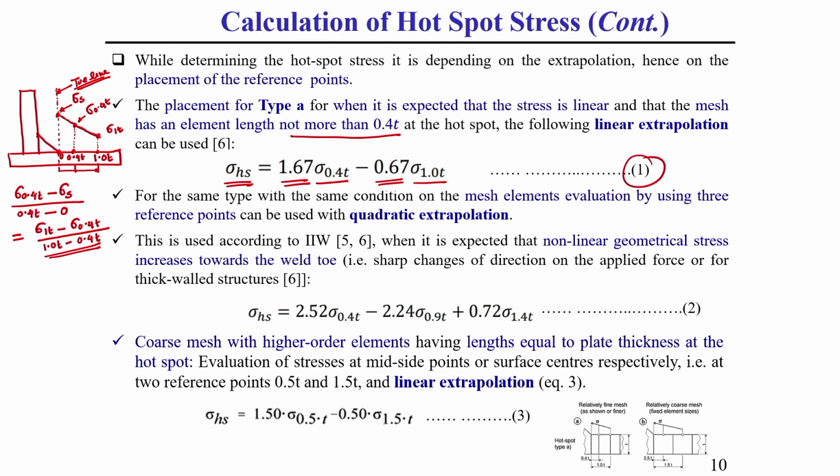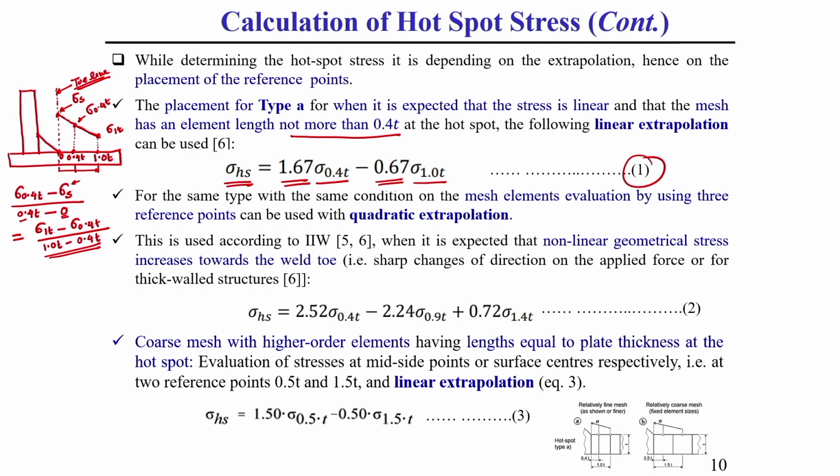So, you see, the hotspot stress at 0.4 t, that means stress at 0.4 t minus sigma s. What is the distance of 0.4 t? That distance minus the distance of sigma s, which is considered the origin, that is why 0 distance. Similarly, at 1 t and 0.4 t, the subtraction of these 2 stresses should be equal, divided by 1 t minus 0.4 t. So, if we do the calculation, we can easily find out the stress value.